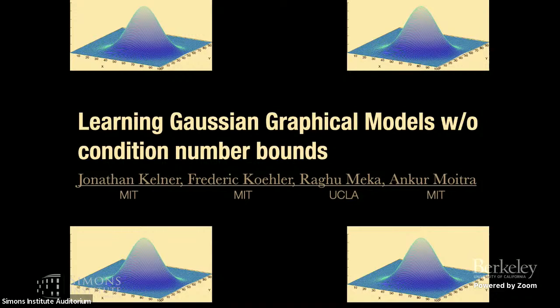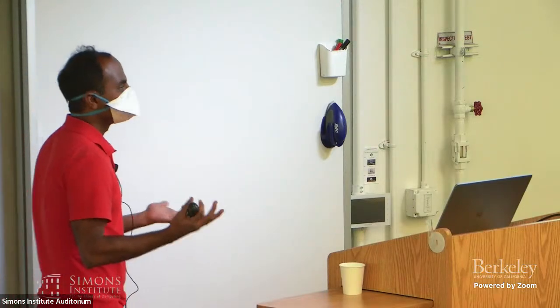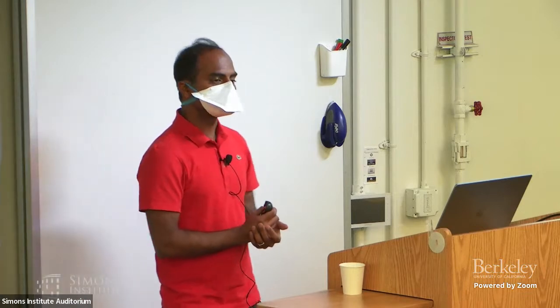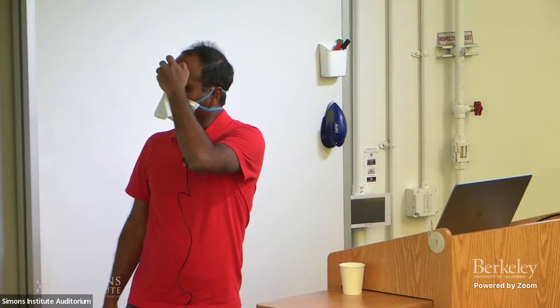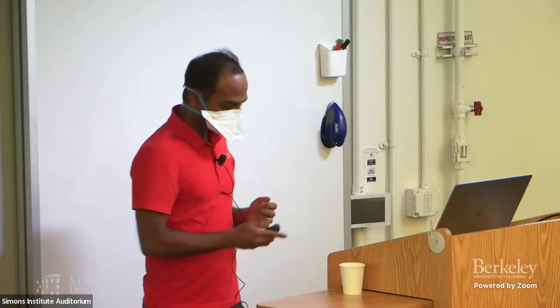Hi, everybody. Today I'll tell you about Gaussian graphical models, which continues the talk that Ankur gave this morning. He was talking about learning graphical models when you have latent variables. In this talk, I'll take a different dimension where we're still talking about learning graphical models, but in the space of continuous graphical models. We have all the variables, but we have very different constraints and different challenges. And this is joint work with John Kellner, Freddie Kohler, and Ankur, who is here from MIT.